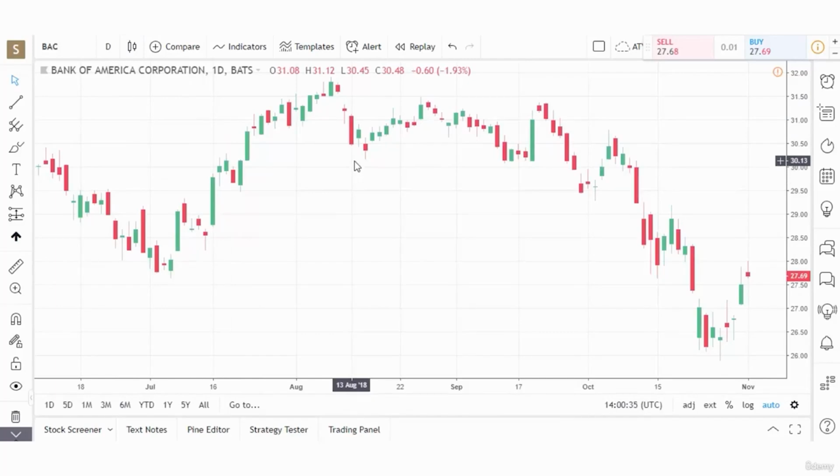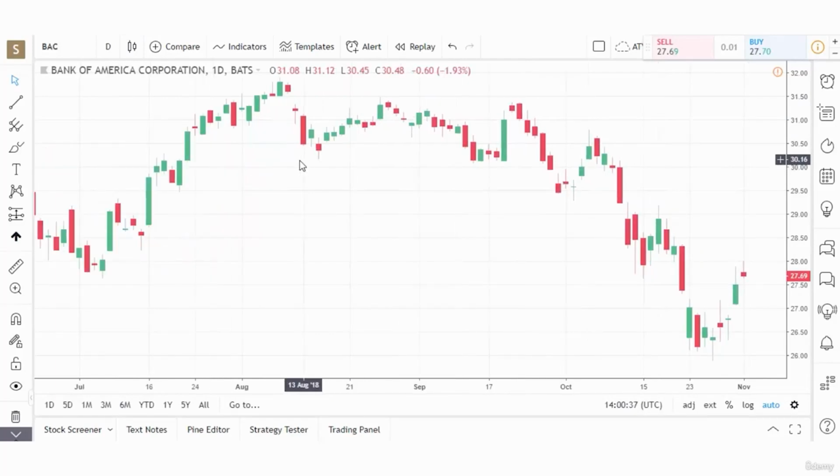And let's look at that same day on the candlestick chart. Here on August 13th, everything is the same, the open, high, low, and close. You can see there's a very small wick at the top, which represents where the high of the day was. A very small wick on the bottom. The stock opened at 31.08, as we said, and that's the top of the red body, and it closed at 30.48, which is the bottom of the red body. Now let's take a look at a green candlestick.